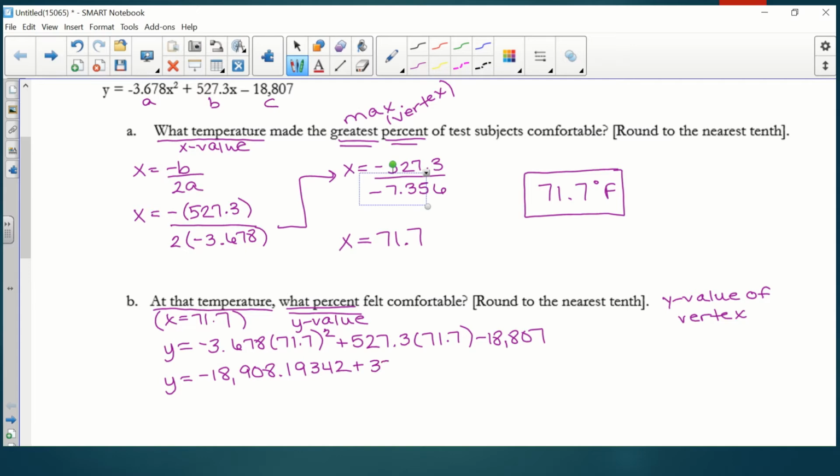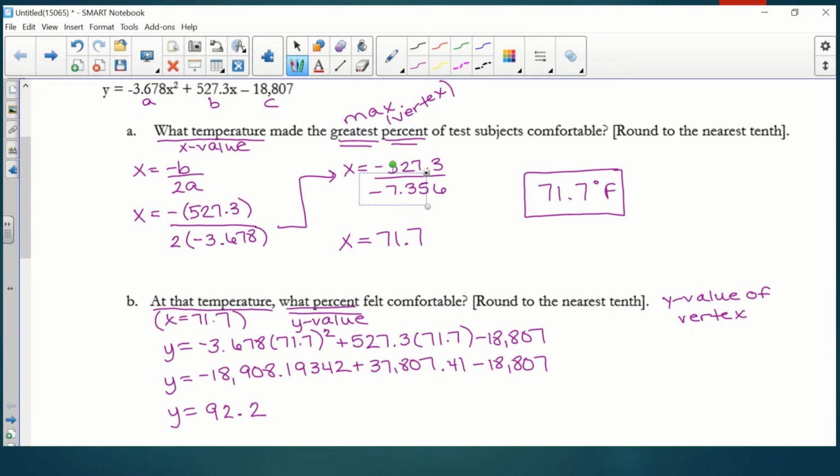Plus 37,807.41 minus 18,807. Okay, oh good gracious. So adding and subtracting here, we come up with a y value of 92.2 if I round to the nearest tenth.